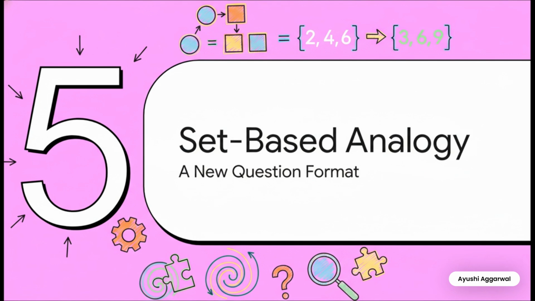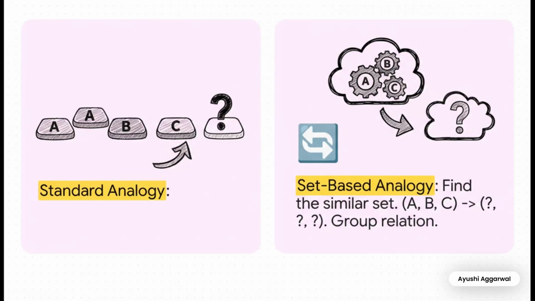Let's talk about a new question format that has become very common in recent exams. In these questions, you don't have to find a single missing number, but an entire set of numbers that shares the same relationship. In standard analogy, we're finding D that follows C. But in set-based analogy, we have to find a whole new set from the options that works just like the original set A, B, C. Here, the relationship is within the group of numbers itself.